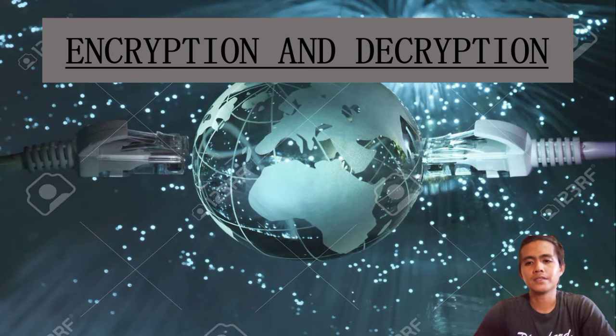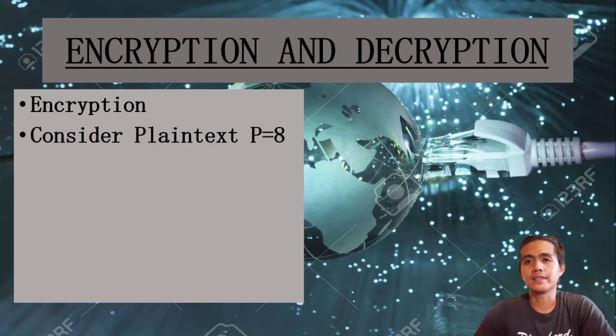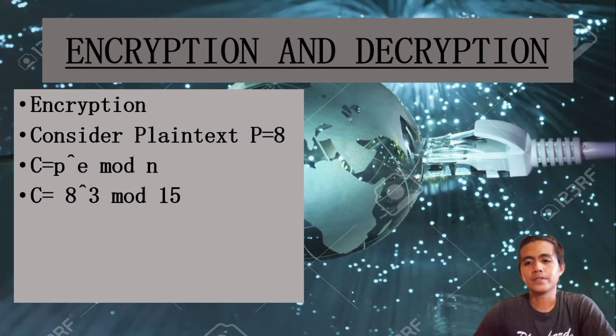For encryption, consider plaintext is equal to 8. C is equal to P raised to E mod N, where C is equal to 8, which is the plaintext, raised to 3, which is the public key, mod 15, which is the value of N. C is equal to 512 mod 15. So the ciphertext is equal to 2.